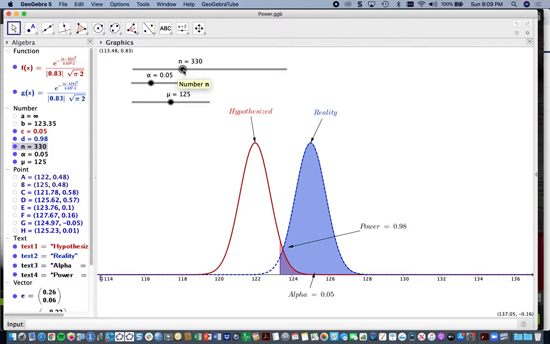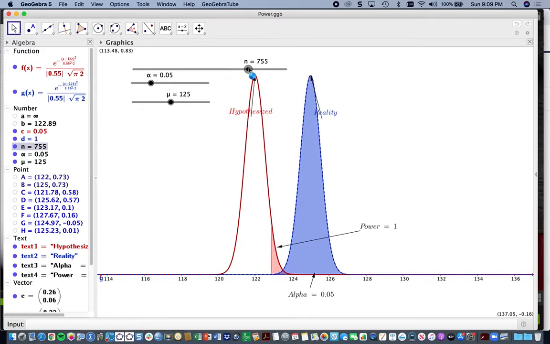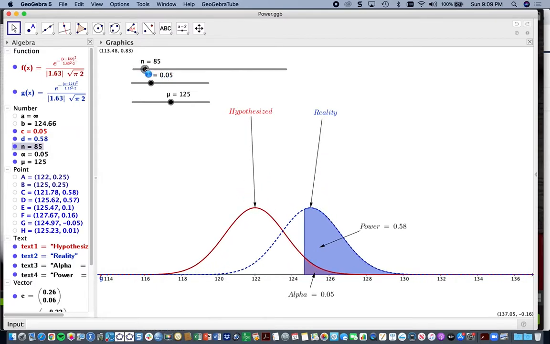If I increase the sample size up to a fairly big number, we can get the power to be, well, it says 1, but it's actually just a little bit less than 1. So if we took a sample of 760 people instead of 100, we would almost every single time reject the null hypothesis. Okay, so let's bump that back down to 100 where we started.